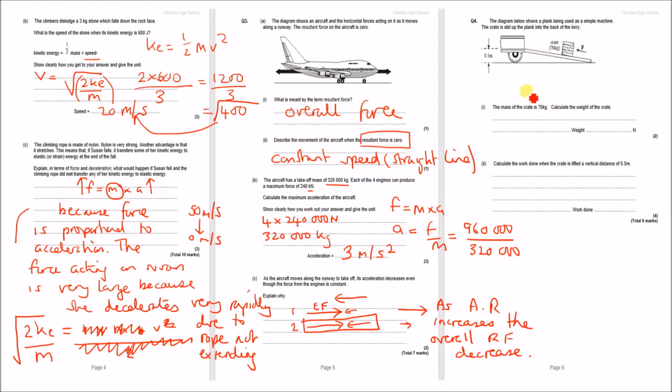Okay, right, the next question. The diagram shows a plank being used as a simple machine, and the crate is slid up the plank onto the back of the lorry. Okay, the mass of the crate is 70 kilograms. Calculate the weight of the crate.